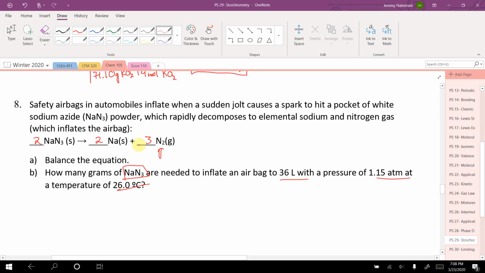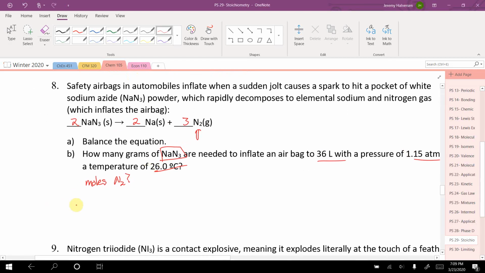Okay, so we know we're going to need this balanced equation because they're giving us information about nitrogen gas, but they're asking for information about NaN3. And if we want to use the balanced equation, we have to be in moles. So the question is, how do we get moles of N2 from the information they gave us? Because once we get there, we can jump from N2 to NaN3 using their equation. Well, they give us a volume, a pressure, and a temperature, and you should be familiar with the fact that PV equals nRT, so if they give us a volume, a pressure, and a temperature, we can get moles, no problem. So let's do that.